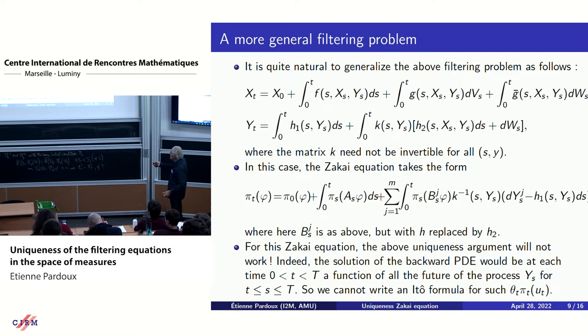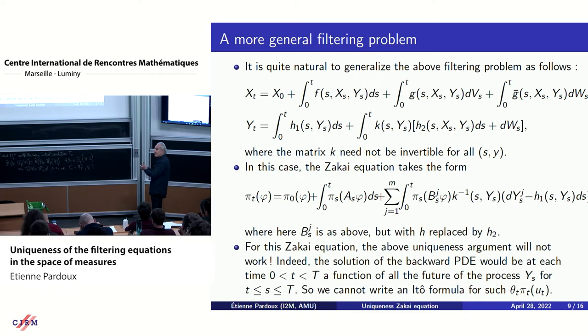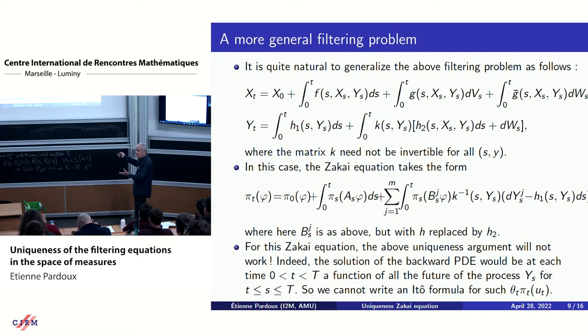Okay, so now I will forget about this complication for simplicity of the exposition. I come back to the original Zakai equation, the same as before, but with coefficients depending on y at each time. So now what can you do? I want you to have some resemblance with the u_t I had before, the solution of this backward PDE, but I want you to be adapted to the past at each time t. So what can I do?